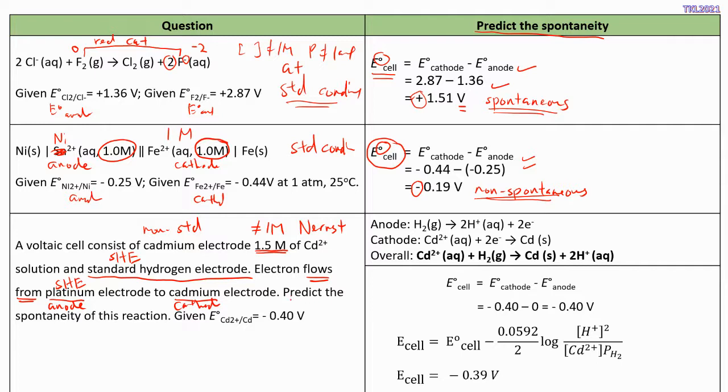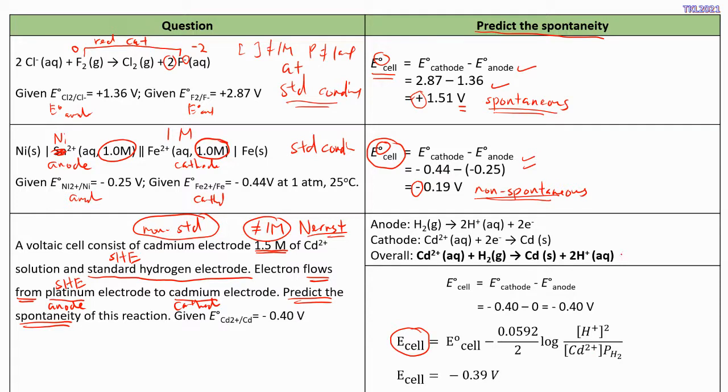Okay, the question asks, predict the spontaneity of this reaction. So how do we know if it's spontaneous or not? We need to calculate the cell potential. Okay, why didn't I mention standard cell potential this time? Because it is not at standard condition. So we must use the Nernst equation, where we only calculate the E cell. Okay, write down the Nernst equation first.